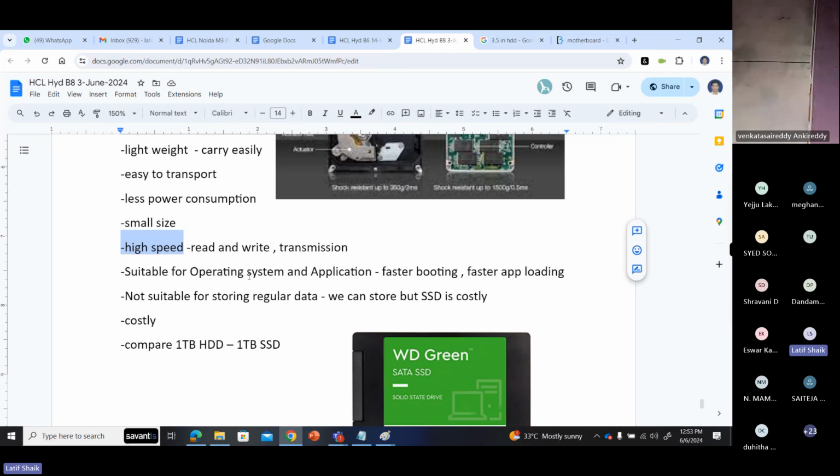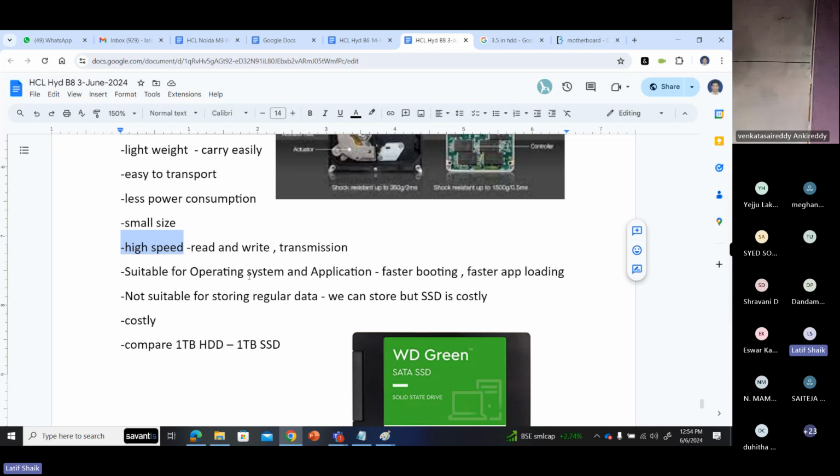If you store your operating system on an SSD instead of a hard disk, you can achieve faster booting because of the faster read and write. So loading of the operating system also becomes faster. Faster application loading is also there, because compared to a hard disk, SSDs are faster.